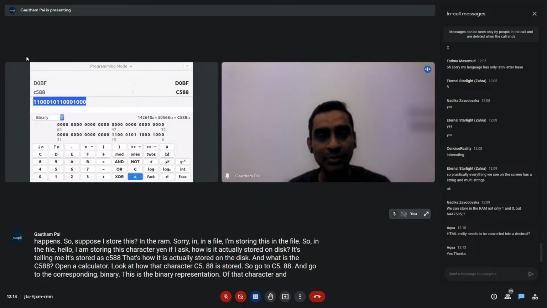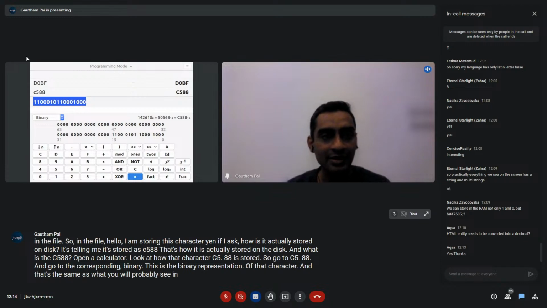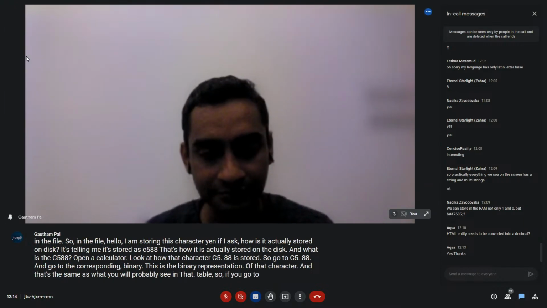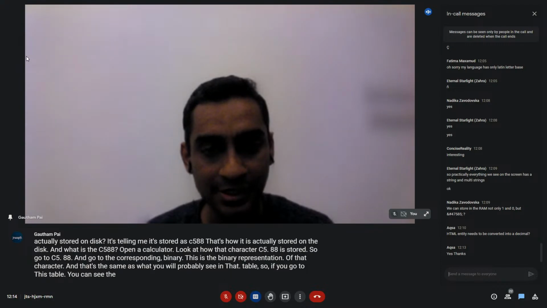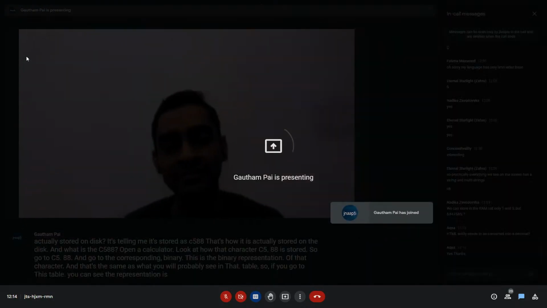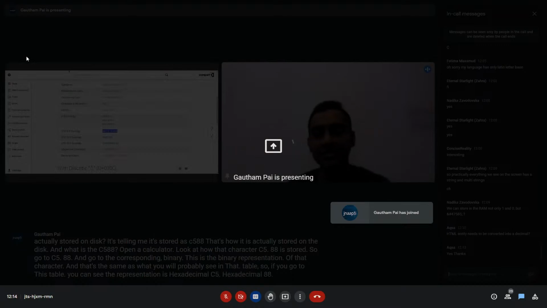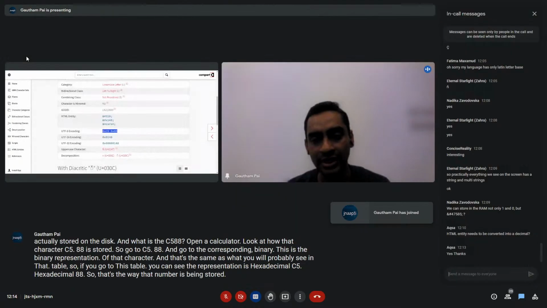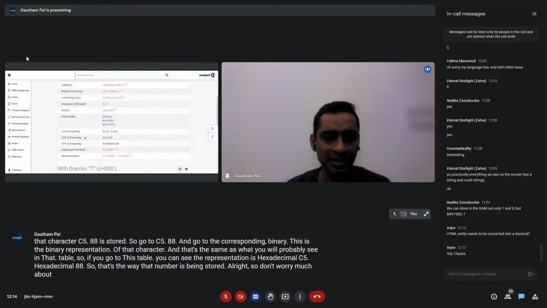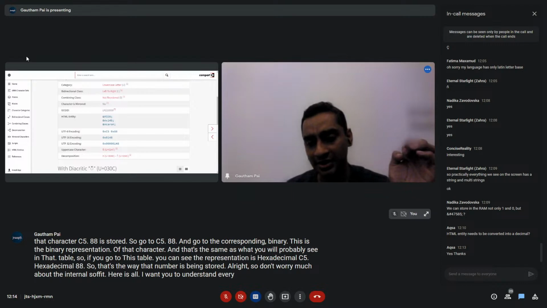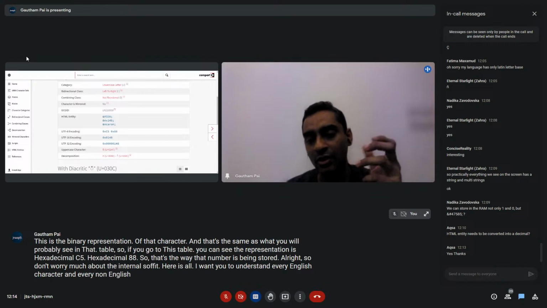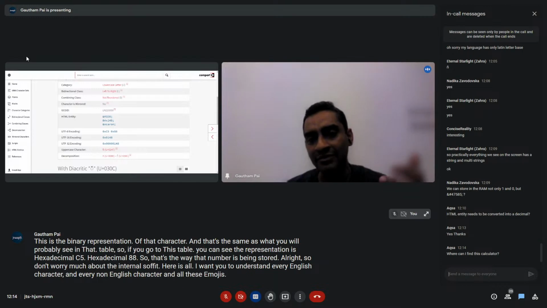And that's the same as what you will probably see in that table. If you go to this table, you can see the representation is hexadecimal C5, hexadecimal 88. So that's the way that number is being stored. All right. So don't worry much about the internals of it. Here is all I want you to understand. Every English character and every non-English character and all these emojis have a way to represent the corresponding character.